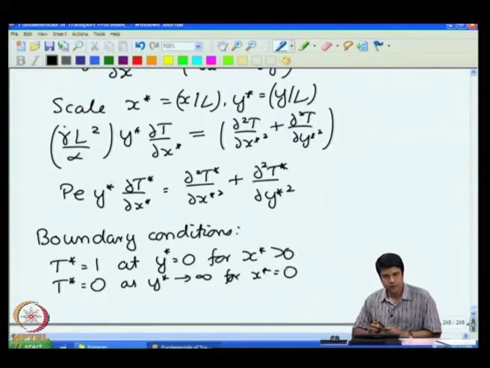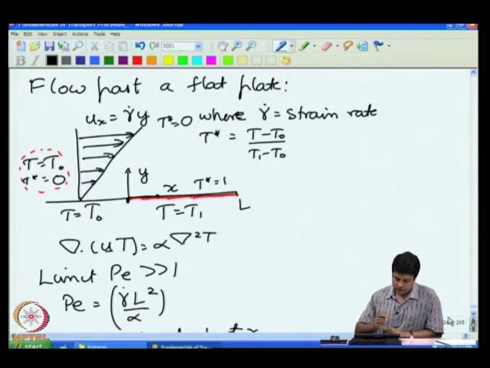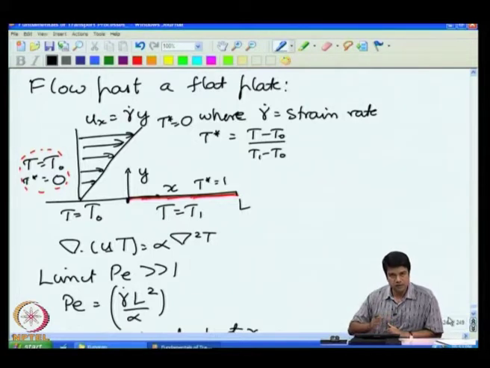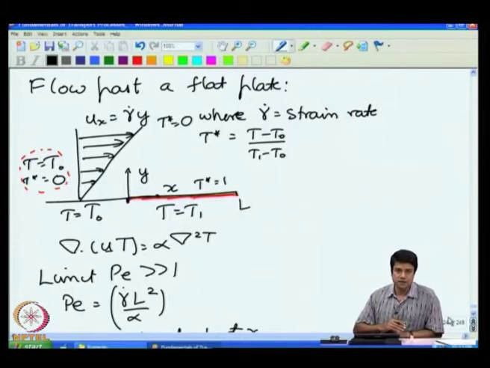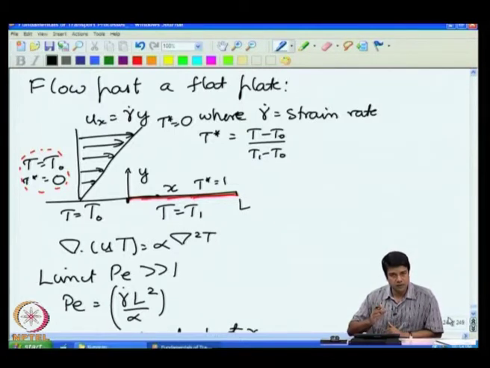In addition, fluid that is incident on the heated section of the plate, for x less than 0, has not yet been heated. So, for x less than 0, for any value of y greater than 0, the temperature should be equal to 0. That is the initial condition for the fluid that is incident on this heated section.